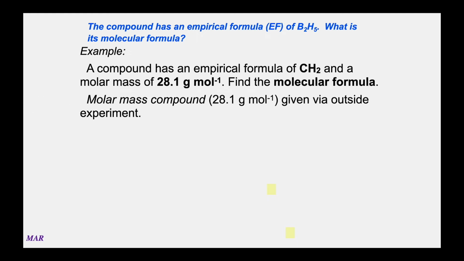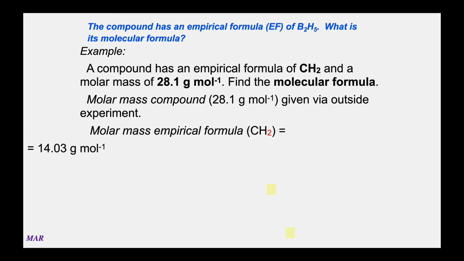We're going to compare that to the molar mass of the compound. And that did come from an outside experiment. This is a whole separate experiment. Now, CH2 has one carbon, which is 12.01 grams, and it has two hydrogens, 1.01 grams. So the molar mass of CH2, the molar mass of the empirical formula, is 14.03 grams per mole.